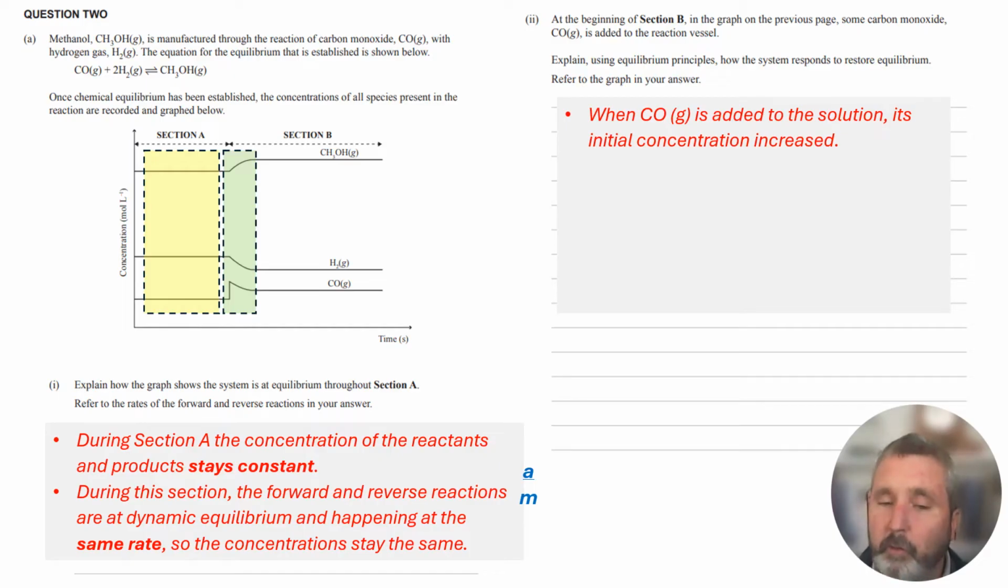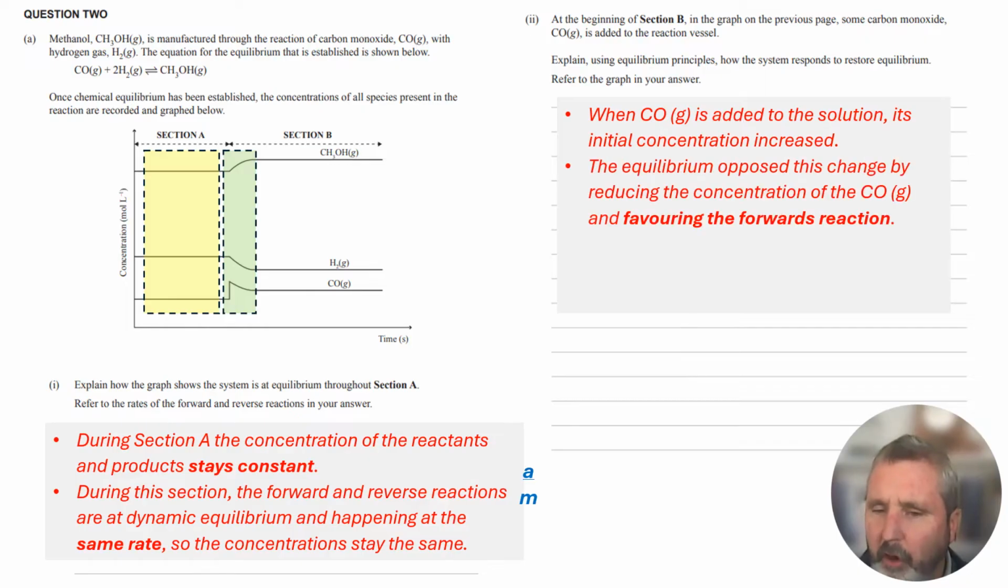But what did the equilibrium do once we did that? So the equilibrium opposes this change, because that's what systems at dynamic equilibrium do. And it does that by reducing the concentration of the CO2 because we added more of it. And it's going to favour the forwards reaction. If we can identify that forwards reaction is favoured, that's an achieved point. Okay. Now let's go to the next bit.